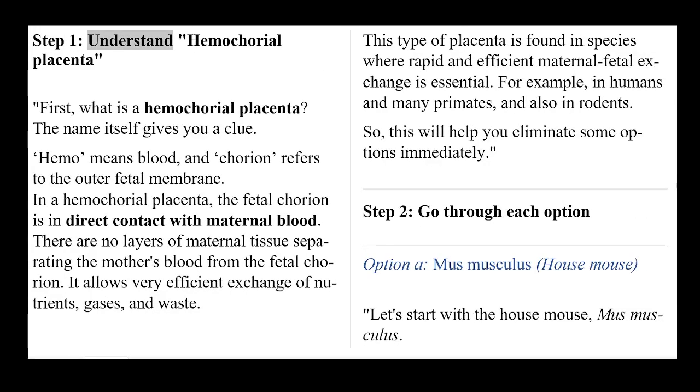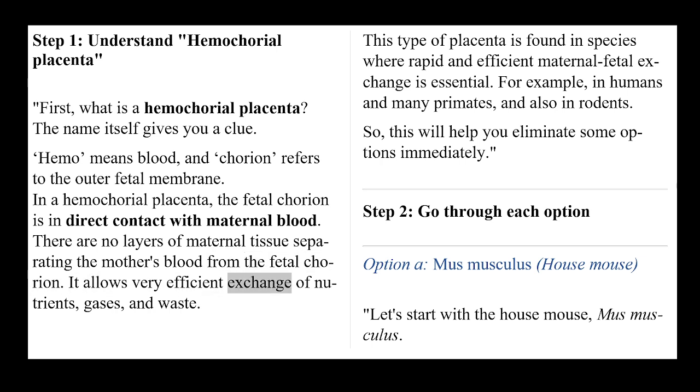Step 1. Understand the hemochorial placenta. First, what is a hemochorial placenta? The name itself gives you a clue. Hemo means blood, and chorion refers to the outer fetal membrane. In a hemochorial placenta, the fetal chorion is in direct contact with maternal blood.